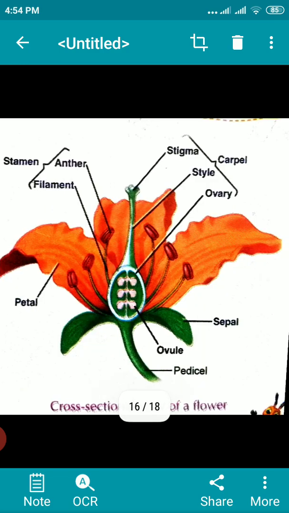The next one is the structure of the flower. If you see a flower, you can see a green colored part, the sepal, the colorful part, that is the petal, and then inside there is a long carpel, and then there is the stamen. So there are four parts: sepal, petal, stamen and pistil.